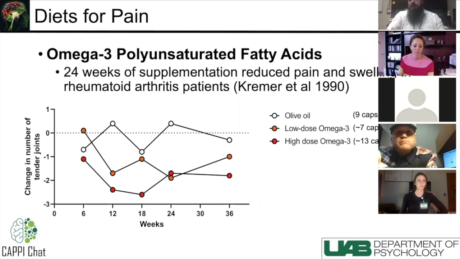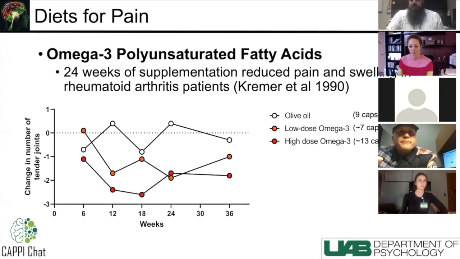They were given supplements for 24 weeks. So they were told to eat their regular food, but also take these supplements. And they looked at pain and swelling. And so what the graph is showing is the number of tender joints. So how many joints on your body are tender? And this is the change. So a change of 0 means that everything stayed the same the whole time.